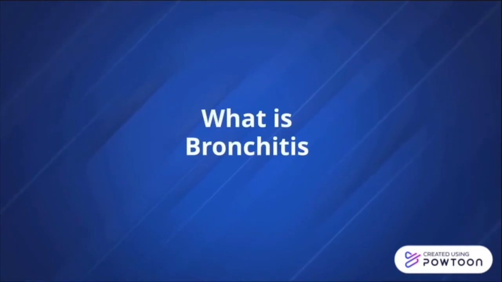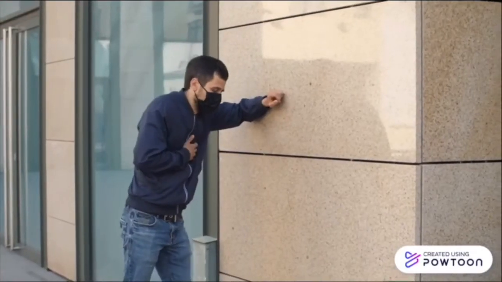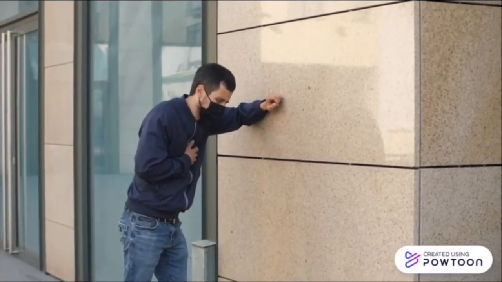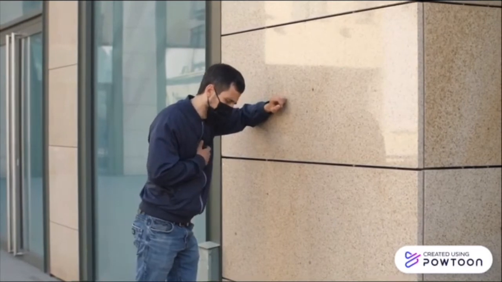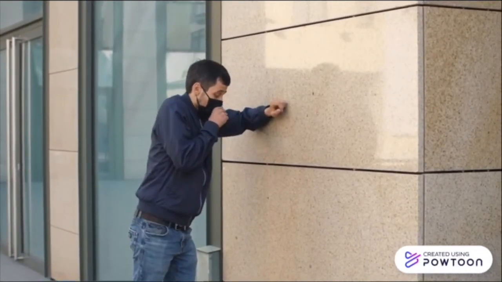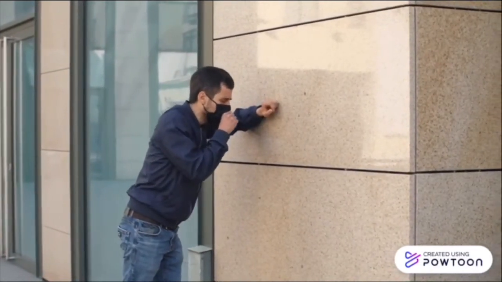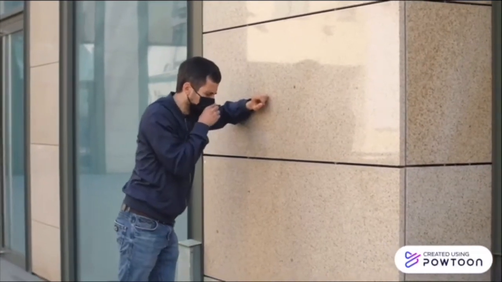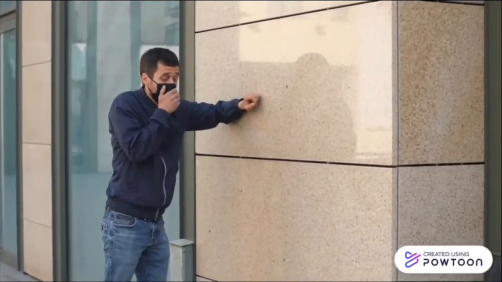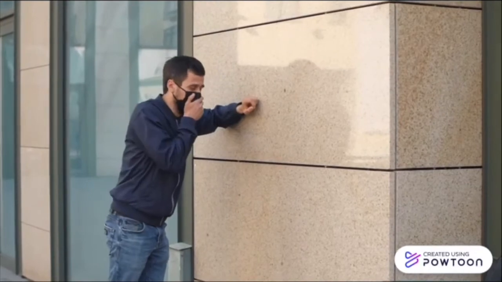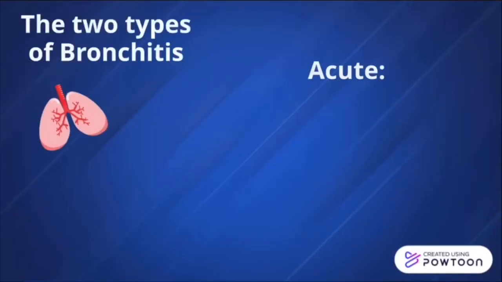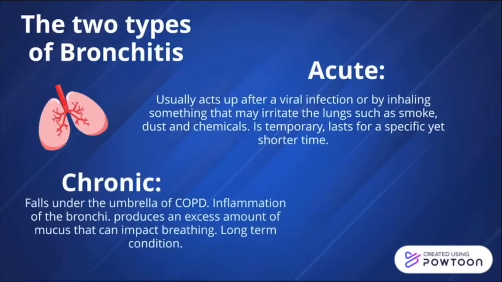Before we talk about our case study, a big question that is asked is, what is bronchitis? Well, let's break it down. Bronch stands for bronchi and itis stands for inflammation. Therefore, bronchitis is an infection of the main airways of the lungs called the bronchi, causing them to swell and be irritated. There are two main types of bronchitis, acute and chronic.